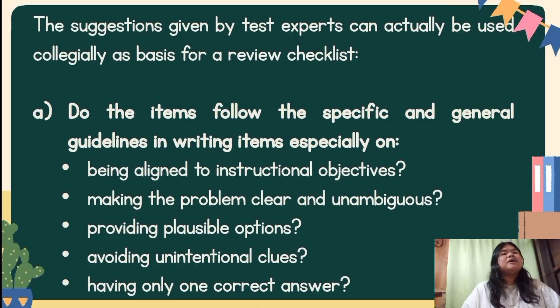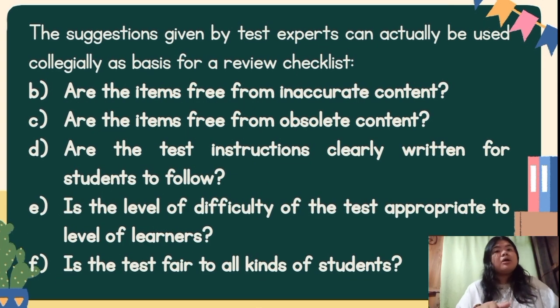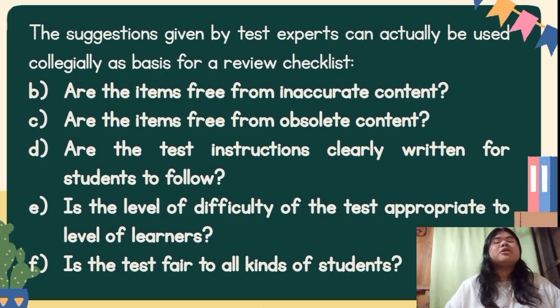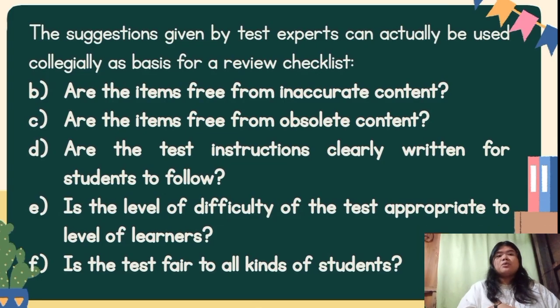So these are needed because we want options in test questions to be clear, especially in multiple choice. The wrong options, or what we call the distractors, should be plausible, meaning they look like they could be the correct answer. So students really have to think, because if the wrong options are silly or obviously wrong, the test becomes too easy.